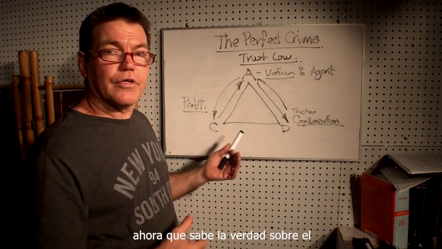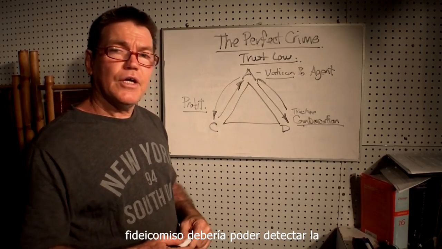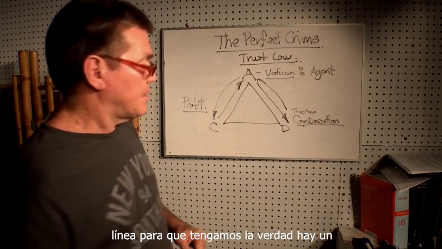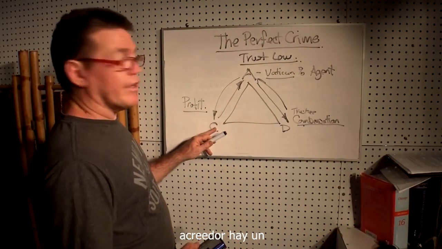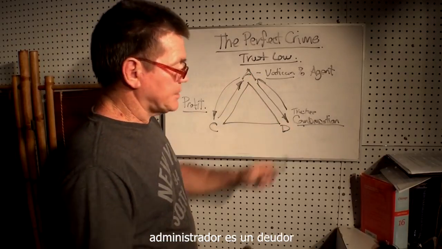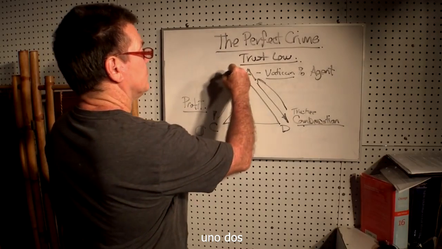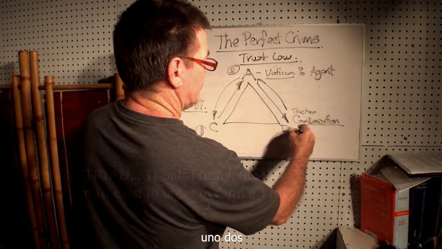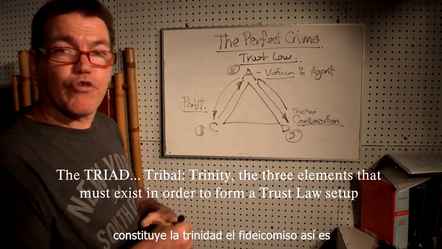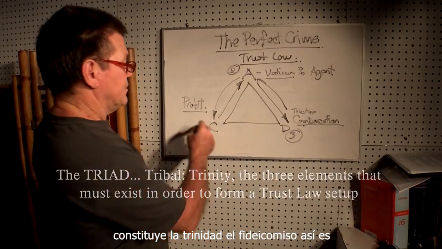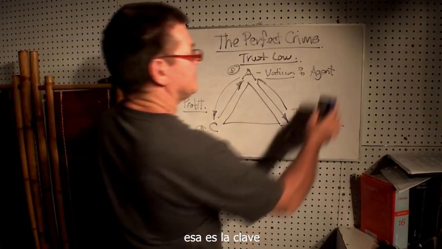That's the truth. Now that you know the truth about the trust, you should be able to detect the lie. So we have the truth. There's a creditor, there's an administrator, there's a debtor. 1, 2, 3 parties makes up the Trinity, the trust. 1, 2, 3. That's the key.